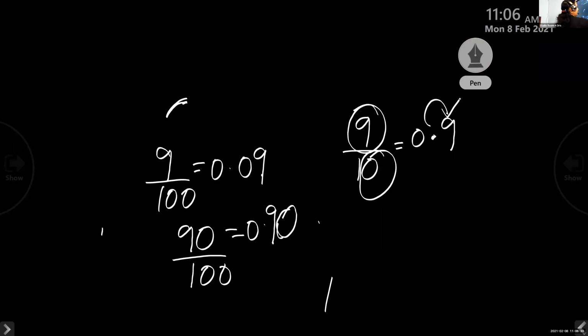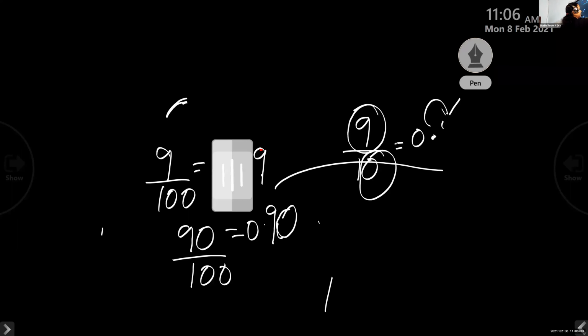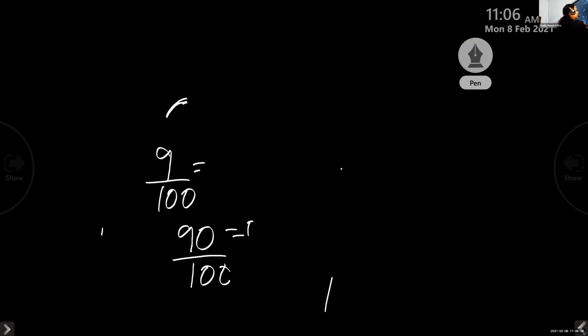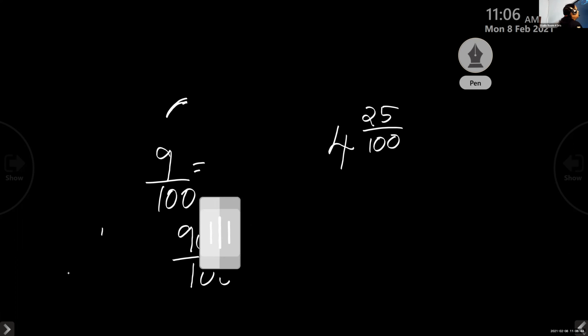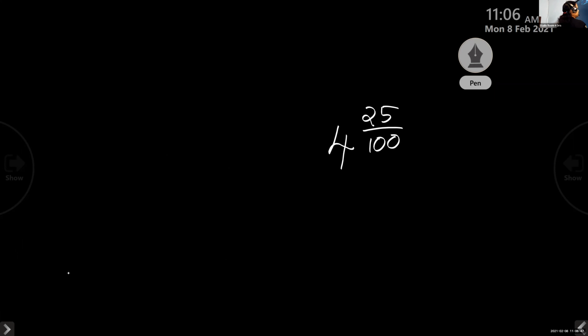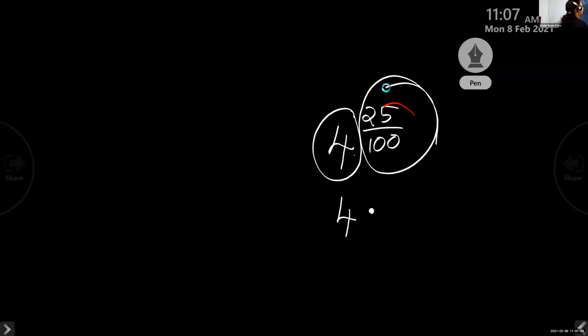Okay, so this is what we are going to learn today. So children, if I have one whole number, 4 and 25 by 100, this is a fraction, and I'm going to write this as a decimal number. So how will I do it? I will write the integral part the same. Integral part or whole number part the same. After the integral part, we will put the decimal point. So what about 25 by 100? How will we write 25 by 100? 0.25. 4.25.